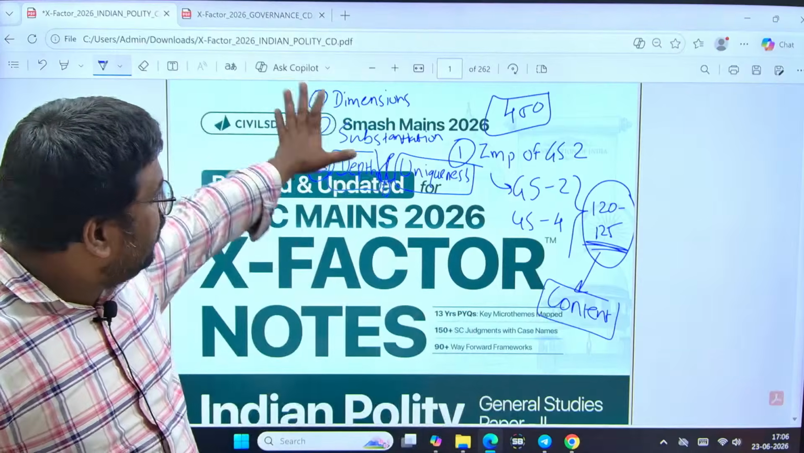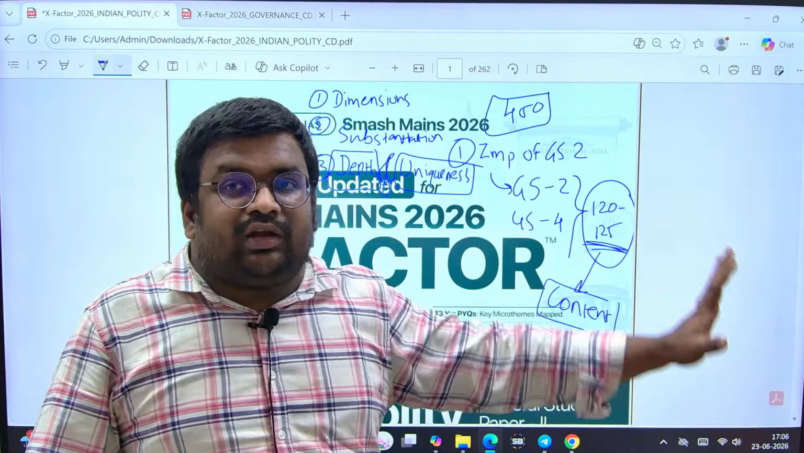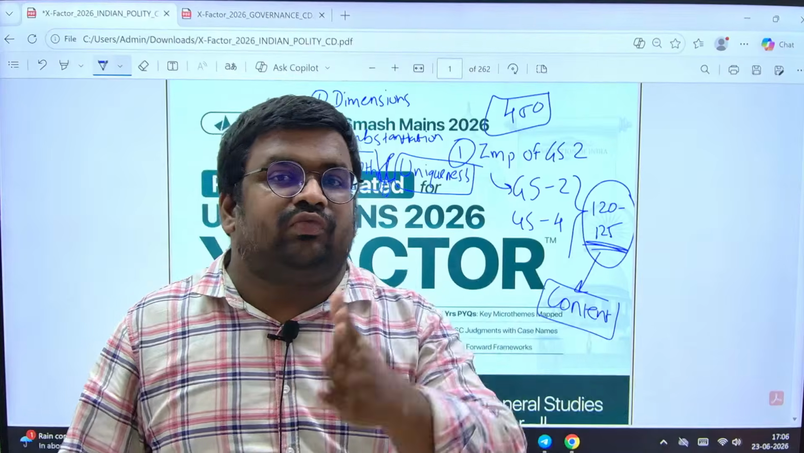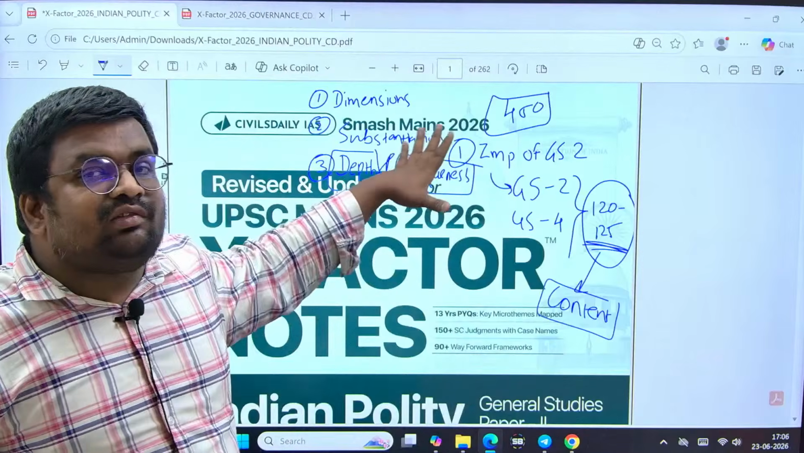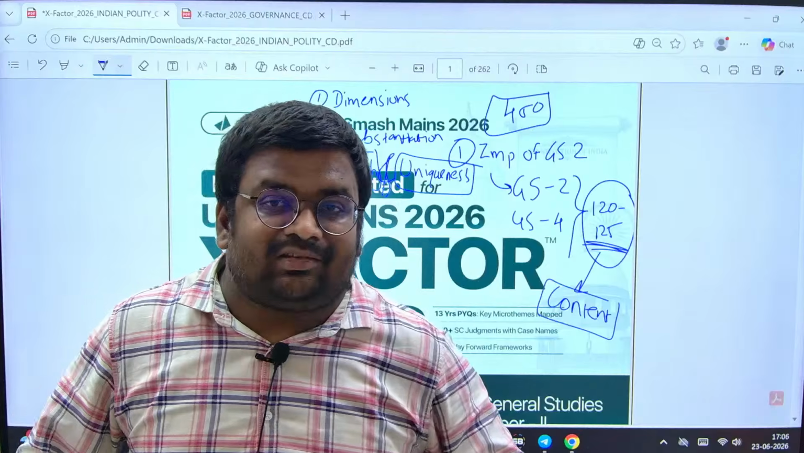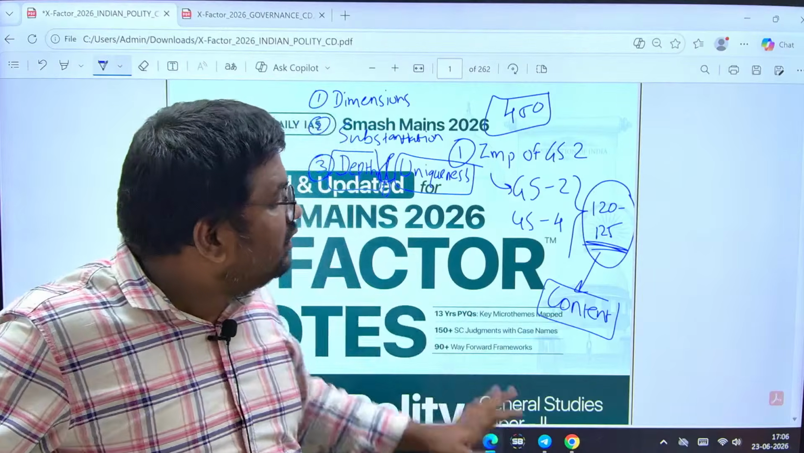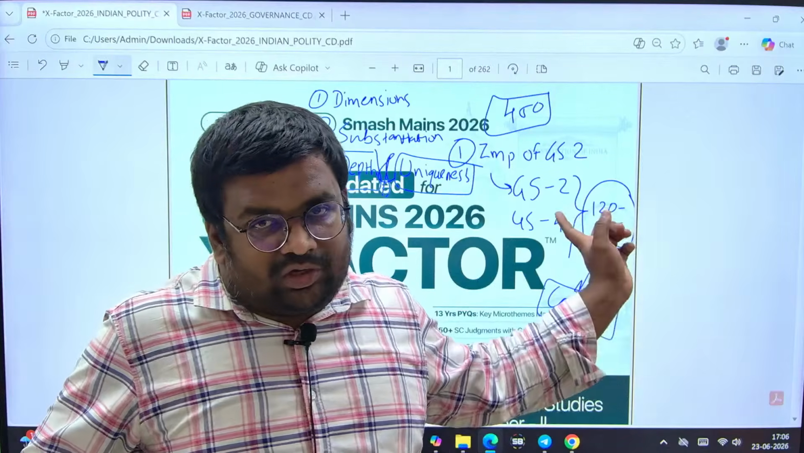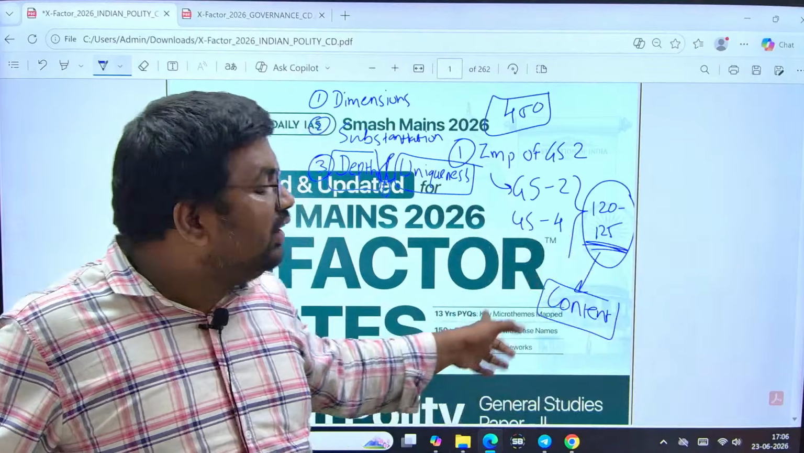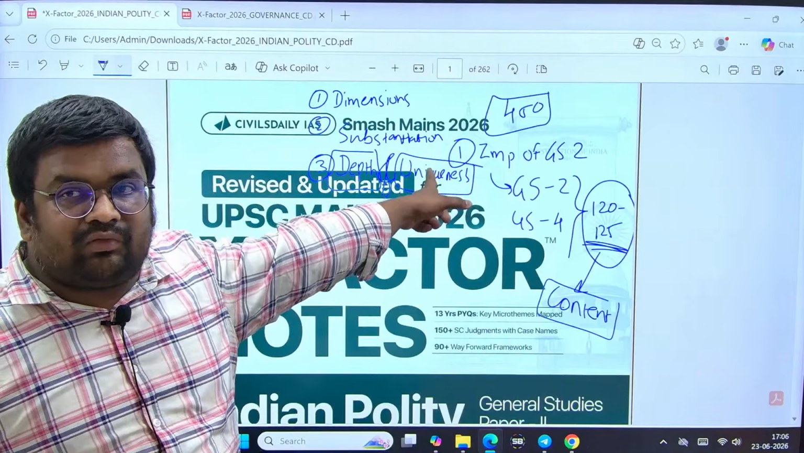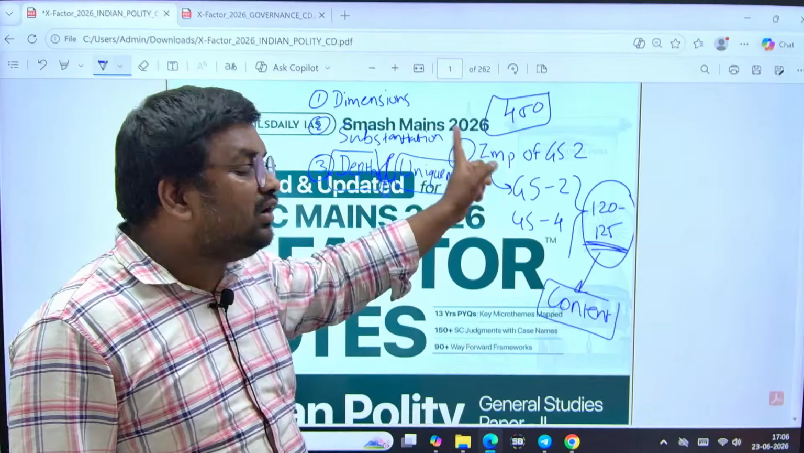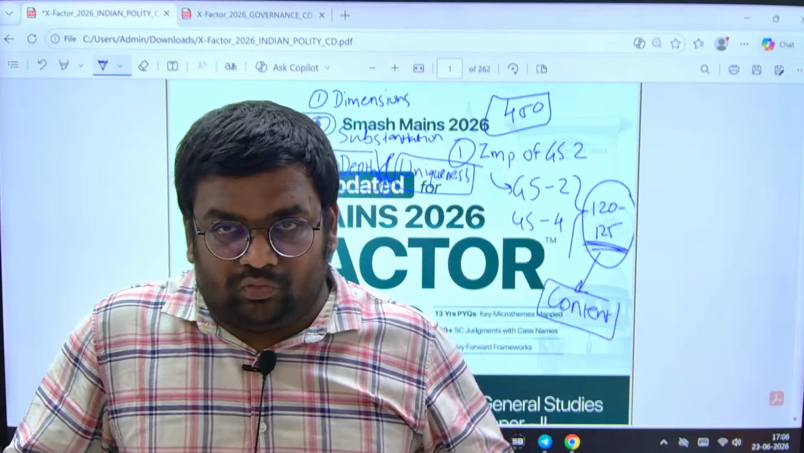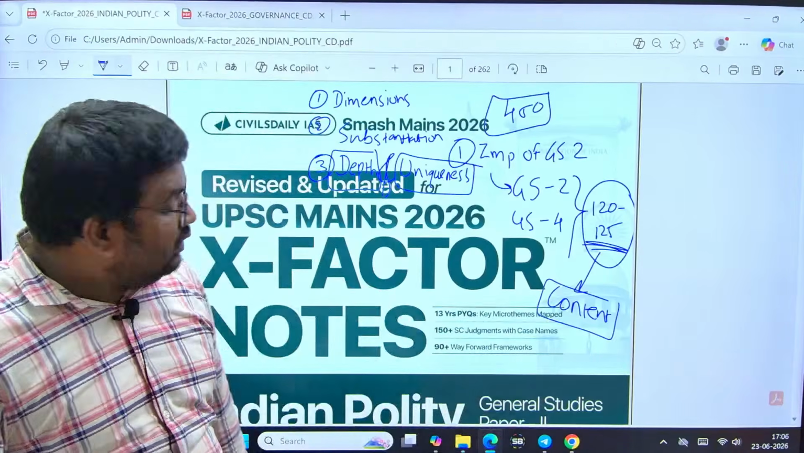To get all of these three, that is, to increase your dimension coverage by 4 to 5 points from 10 to 15, to ensure substantiation of at least 80% of the points, and to bring depth and uniqueness into your answer, you need X factor. Only when you follow X factor will these three things be covered, and only when these three things are covered will you cross the 120 mark in GS paper 2. Okay? So now let's start with polity.